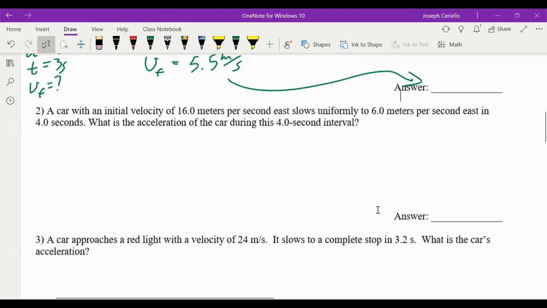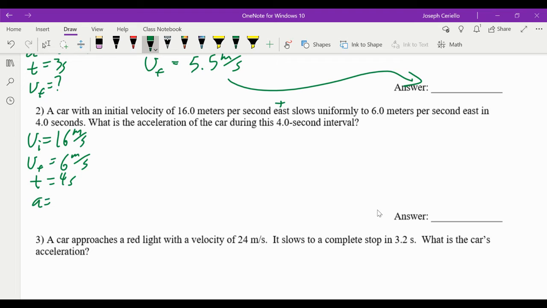A car with an initial velocity of 16 meters per second. So the initial equals 16 meters per second east, so we'll make east positive. All right. Slows uniformly to 6 meters per second east, so that's also positive. So that's our final velocity. Now, some people are thinking that that's the acceleration, but look at the units. It slows to 6 meters per second. It's not squared, so it's velocity, not acceleration, in 4 seconds.